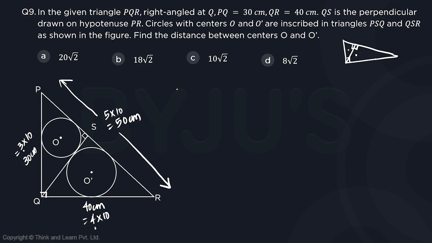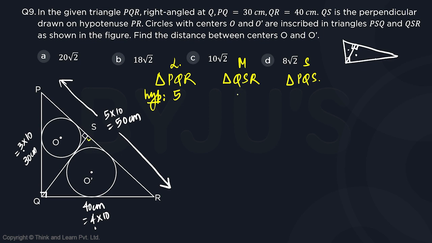So if we look at the triangle PQR, this is the largest triangle. Then if you look at triangle QSR, this is the medium sized triangle. And if you look at the triangle PQS, this is the smallest triangle. Okay, so I'm going to write largest, medium and smallest. So for the largest triangle PQR, let's take hypotenuse. The hypotenuse is 5. If we talk about triangle QSR, the medium sized, the hypotenuse is 4.